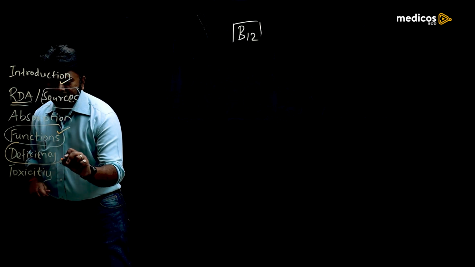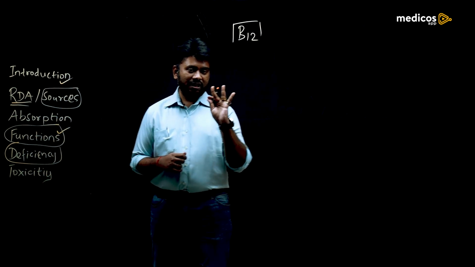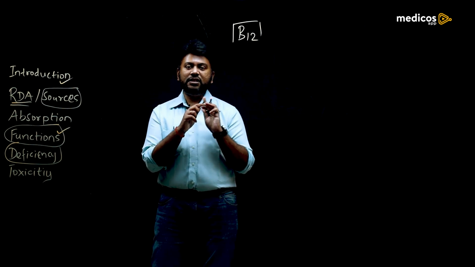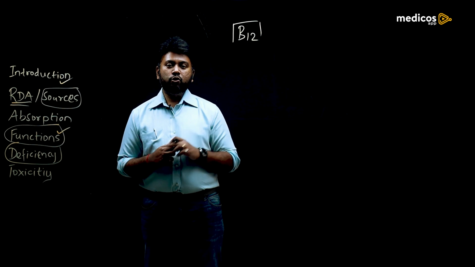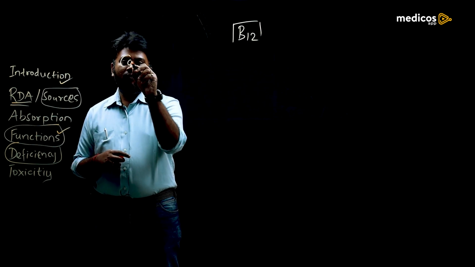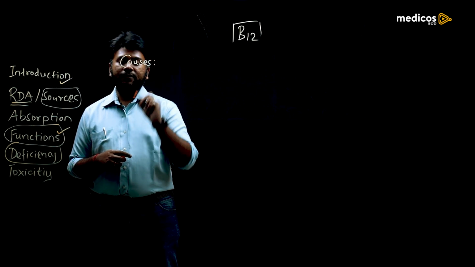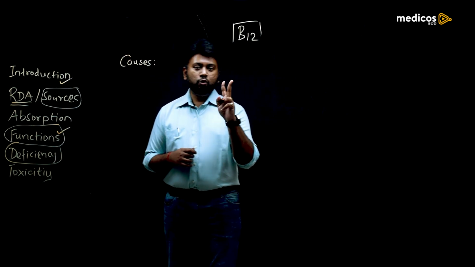Next, we will move on to the deficiency. Regarding deficiency, you should always mention three things. One is causes for the deficiency, second the deficiency manifestations, and third how to diagnose it. First we will start with the causes for vitamin B12 deficiency. This vitamin B12 deficiency can happen because of two reasons.